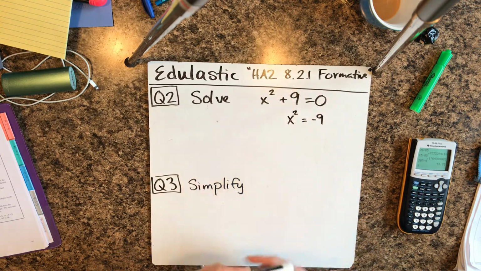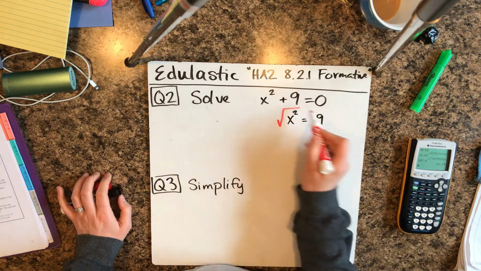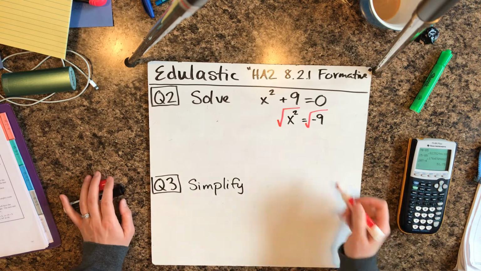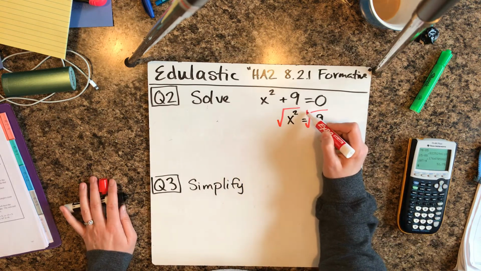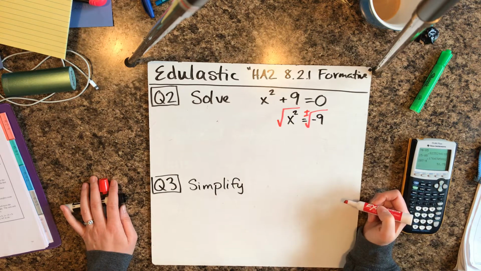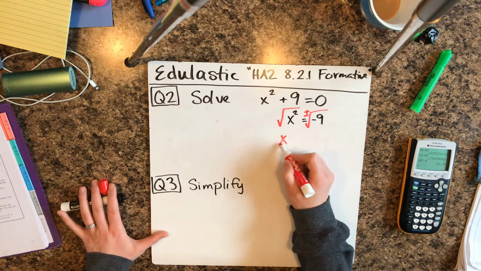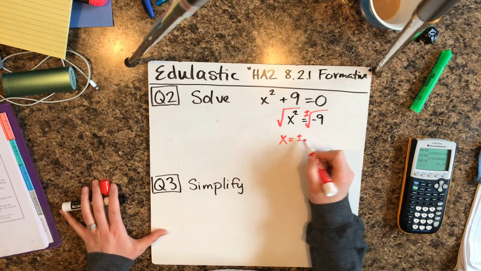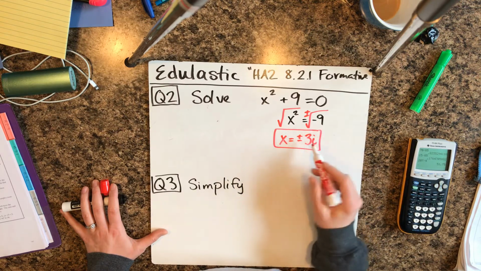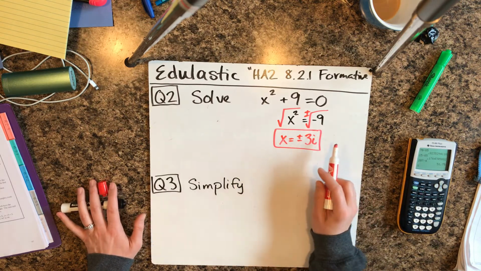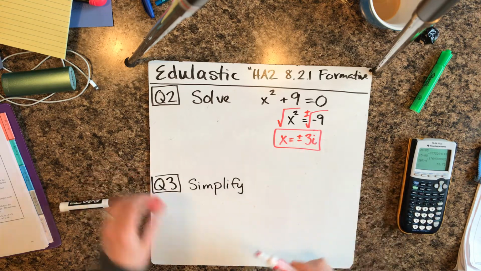You all knew to throw the 9 to the other side, and you all knew to take the square root of both sides. Sometimes a few of you that missed this question forgot that it should be plus or minus. Anytime you take the square root of something squared, the other side is plus or minus. So this becomes x equals plus or minus 3i. If you got it wrong, you were just putting positive 3i. Remember, imaginary numbers always come in pairs, always come in a plus or minus.